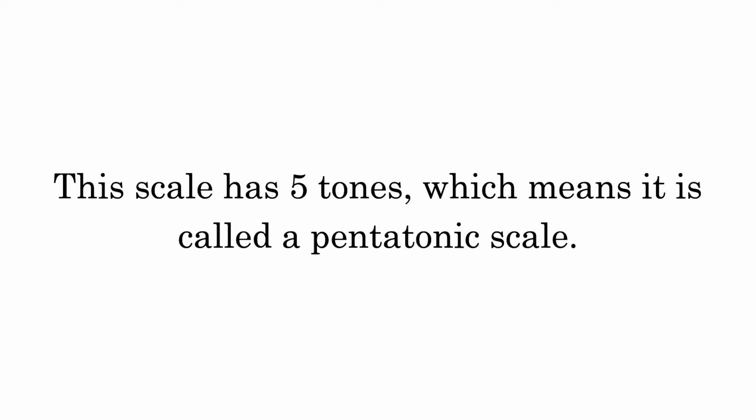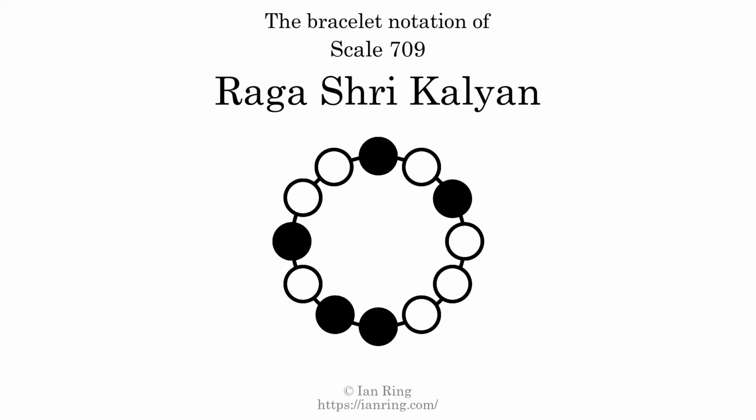This scale has 5 tones, which means it is called a pentatonic scale. This is a bracelet notation diagram of scale 709. The shaded circles represent tones that appear in the scale, and they are read clockwise, starting at the top.